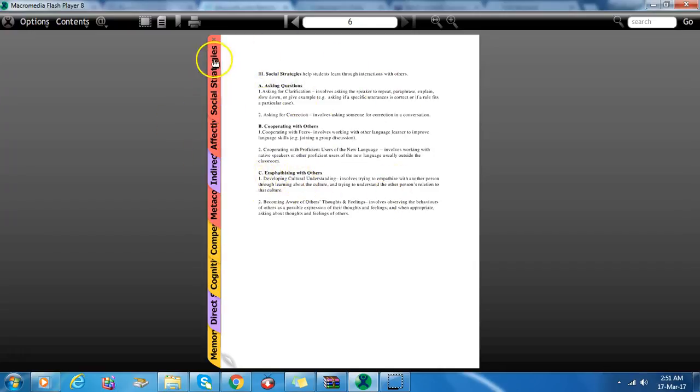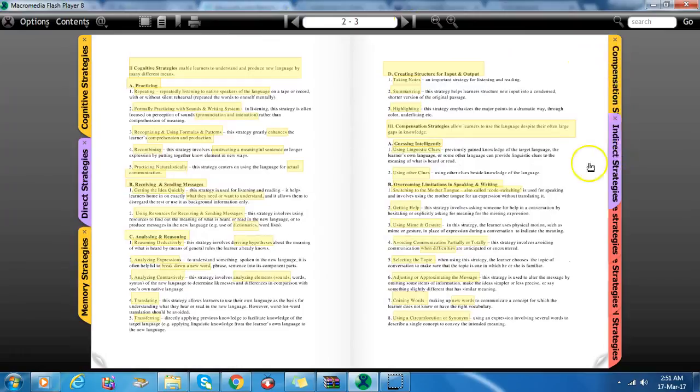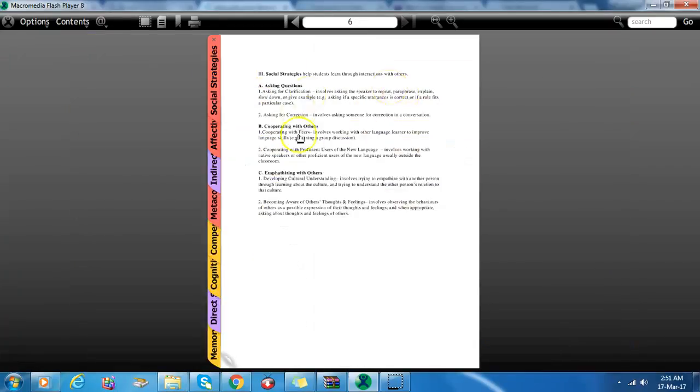So this is the purpose of the bookmark, where you don't have to flip through one by one. You can straight away go to the selected strategy which you want to focus on. So the last one just now was social strategies. I just bring my cursor to the bookmark and I click on it. There comes the page. And now moving on to the highlights.